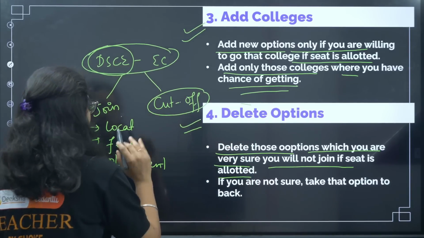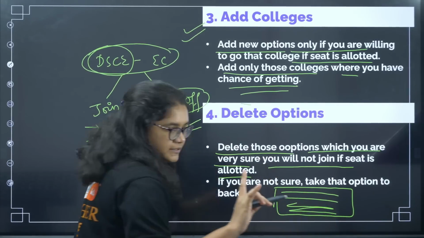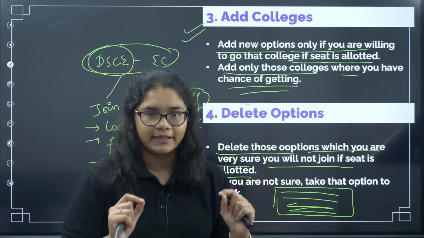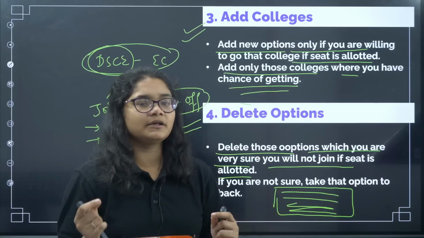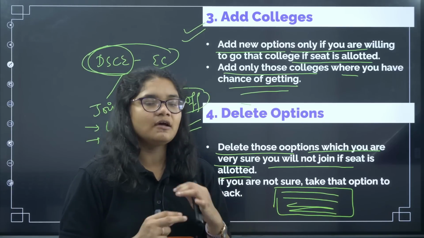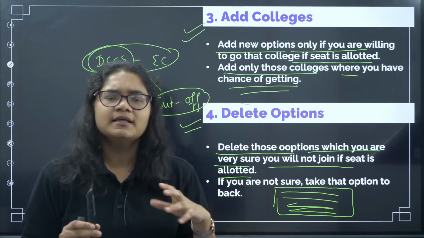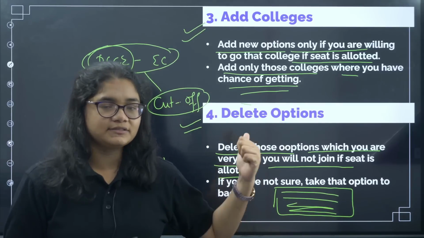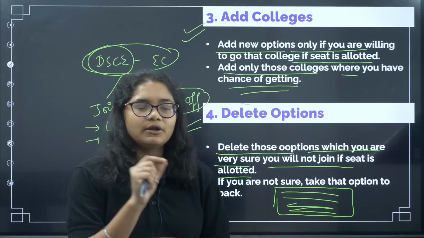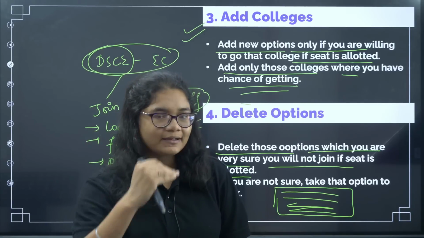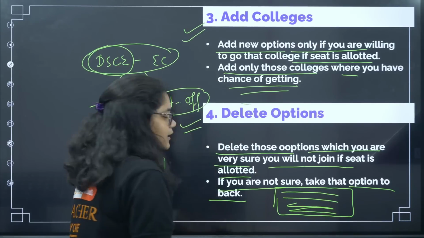So once again I will repeat: in this highlighted segment, where we have added the probable colleges, these are all those colleges where we will be getting a seat. Now out of these colleges, if you find any college has some terms which don't match your interest, for example there are no extracurricular activities there, or there is no hostel in that college, some things which are a major hindrance for you, in that case you can delete that option. If you are not very sure whether to delete or not, you can take that option to the end, okay. If you are not very sure, take that option to the back.